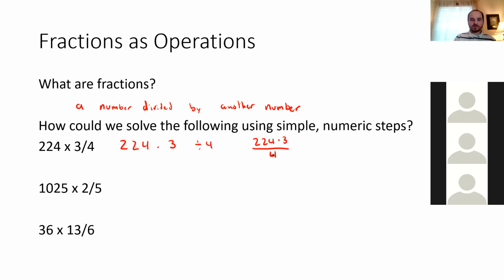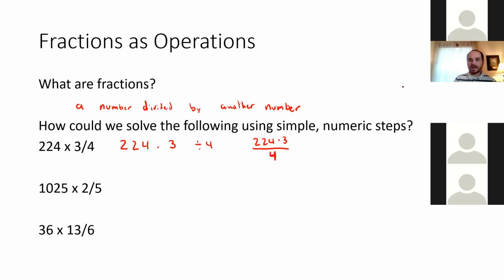Can anybody tell me why this is more useful? Any guesses? Because it's a lot easier to do than doing all the bunch of work. Kinda, but there's something that I can do from here that I can't really do from here. So if I multiply 224 by 3, I'm going to get some really big number, right? And then dividing that number by 4 is going to give me a not as big number, but a bigger number. Addie, do you have an idea?